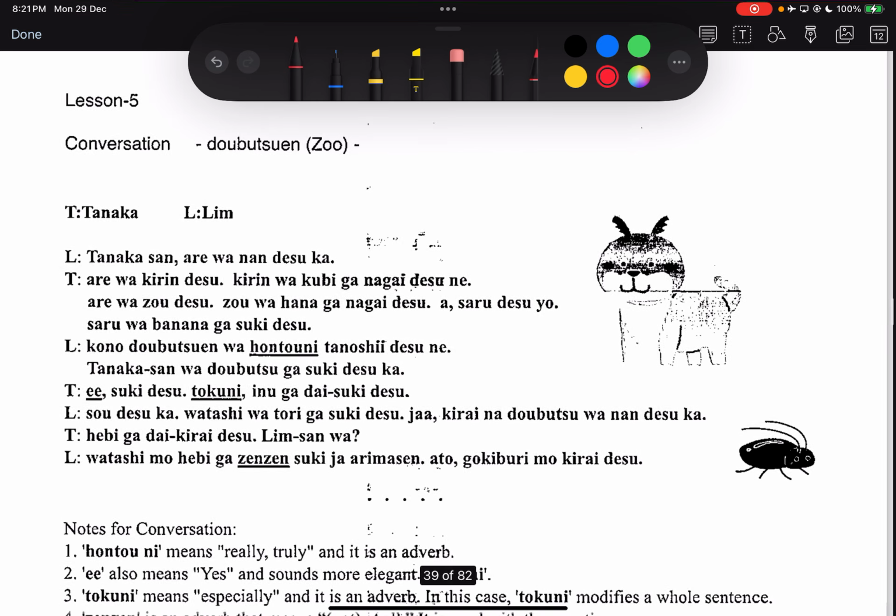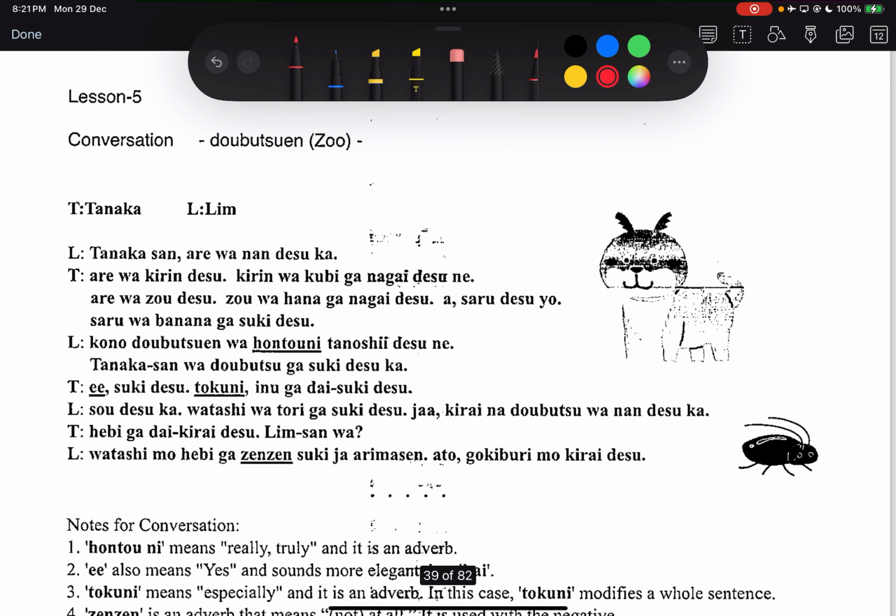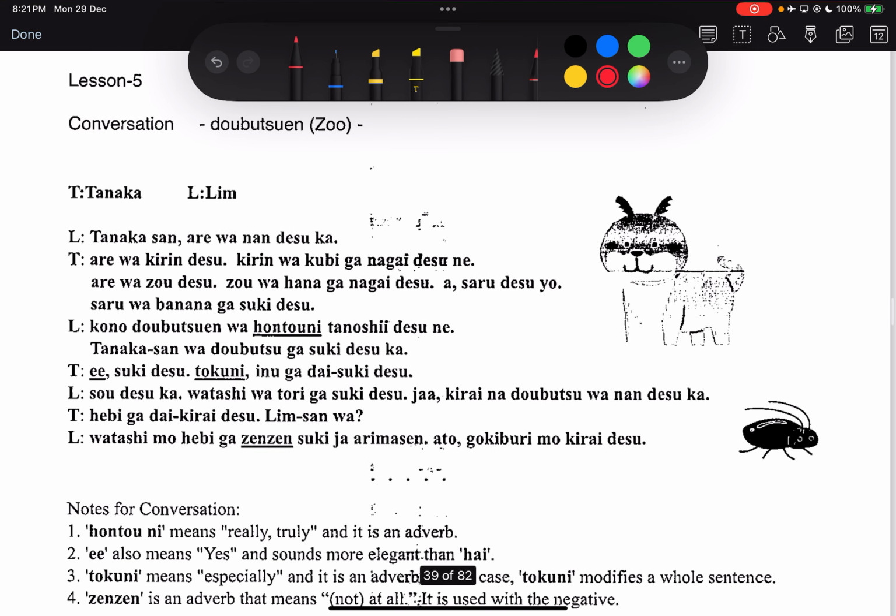Okay. Number 5, let's talk about the conversation. It's about the zoo, when we talk about animals and what we see at the zoo. It's between two persons, Tanaka and Lima. Tanaka-san, あれは何ですか? This one don't need explain. T says, あれはキリンです。キリンは首が長いですね. 首 is neck. So キリンは, about the giraffe, for the giraffe, neck が長いです. So the neck is long.